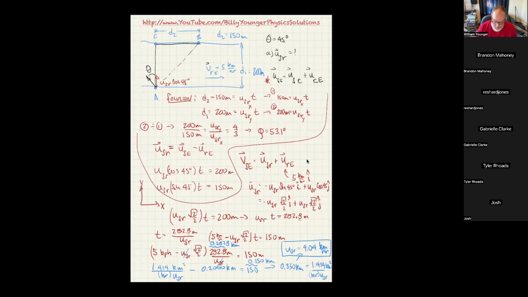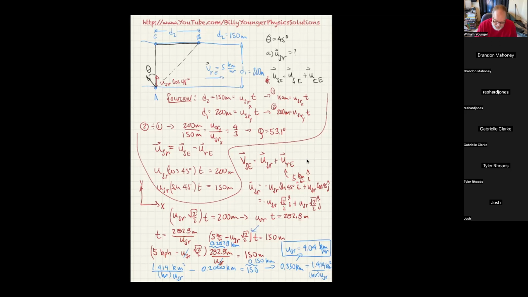And that has to be subtracted from the 5 kilometers per hour because the velocity of the river is 5 kilometers per hour to the right. And we're fighting that at u sub SR times the sine of 45. So that's where that 5 kilometers minus u sub SR square root 2 over 2 came from. And velocity times time gives us distance. So that's why I could say parentheses, that quantity times time gives me 150 meters.